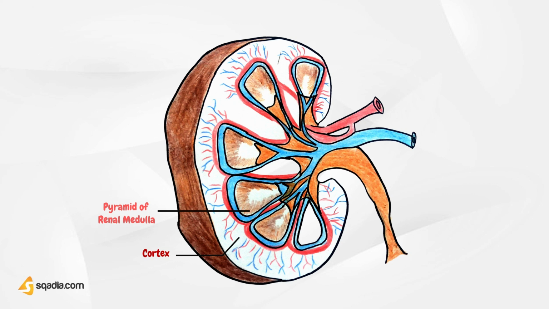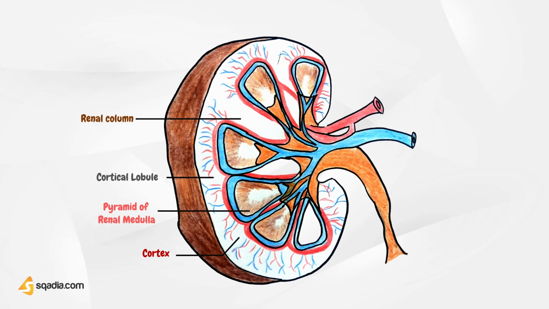The renal cortex is divisible into two parts. First is cortical arches, or cortical lobules, which form caps over the bases of the pyramids, and second is renal columns, which dip in between the pyramids. Each pyramid, along with the overlying cortical arch, forms a lobe of the kidney.